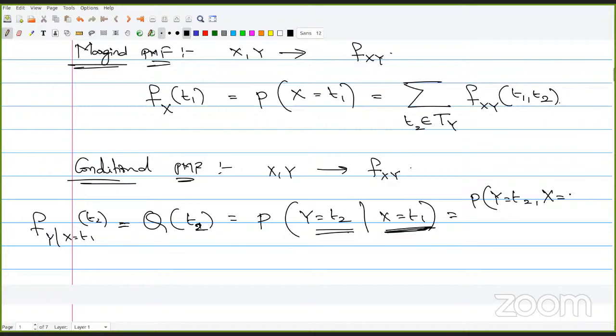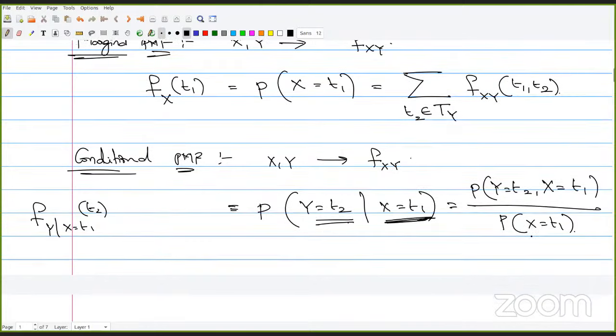Sir, what is this q of t1, t2? It's just the notation of the conditional PMF. So you can directly take this: f of y given x equals t1 of t2 can be written as the probability that y is equal to t2 given x is equal to t1. And this is just the conditional probability. So A given B is the probability of A intersection B divided by the probability of B. So that is what I am writing: t1 divided by the probability that x takes t1. So these are the briefs of joint, marginal and conditional.